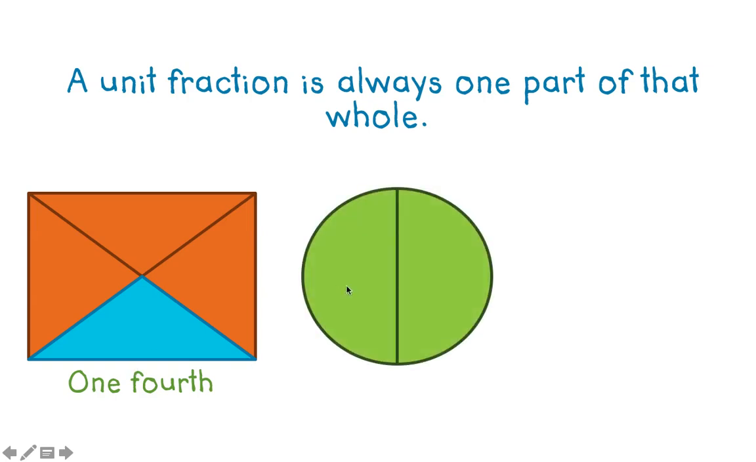And here, this circle is divided into 2 equal parts. It is divided into 2 halves. So one unit fraction, this yellow, is 1 out of 2. It is 1/2.